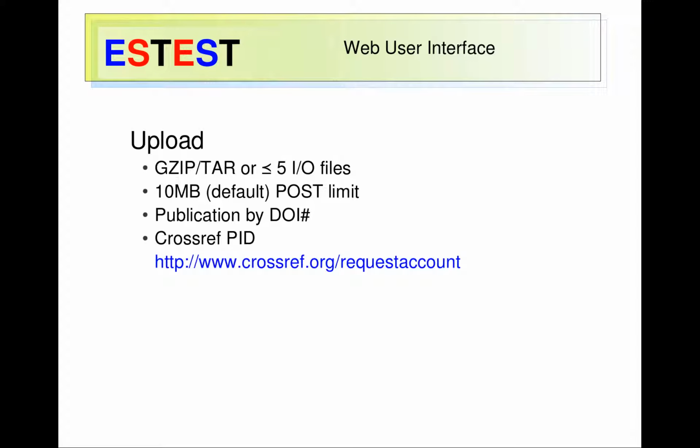There is a post limit restricted to 10 megabytes for the size of each upload, so you have to be mindful of that. The way we upload publications is by giving as input a DOI reference number to the publication, and then you will need a cross-reference PID registration that you can get at this URL seen here to be able to successfully upload the publication as well.